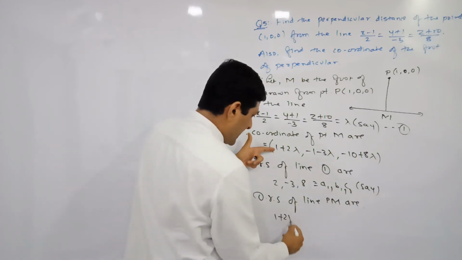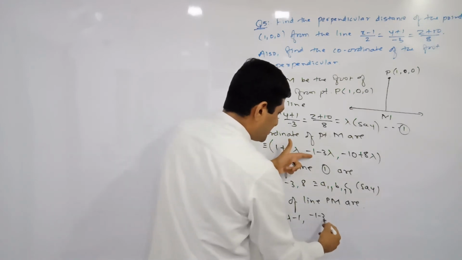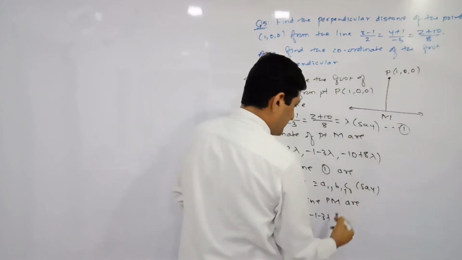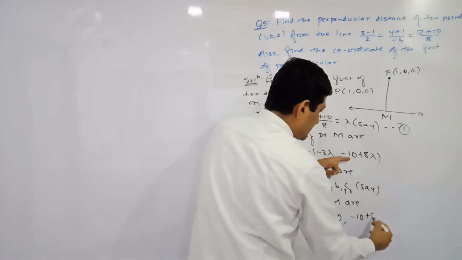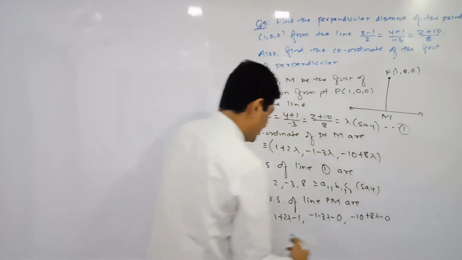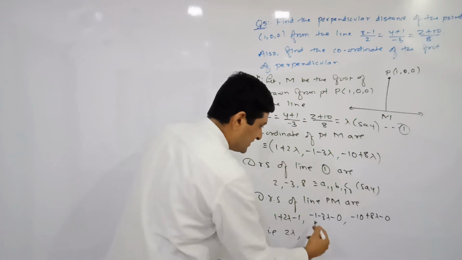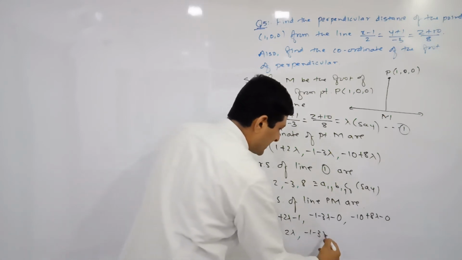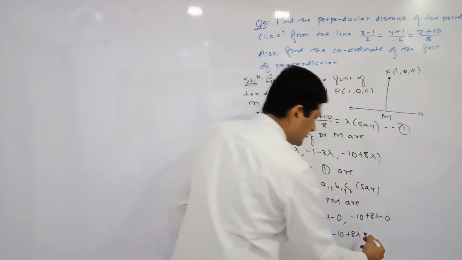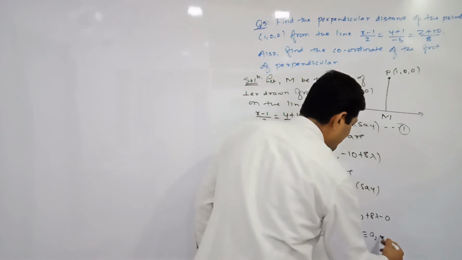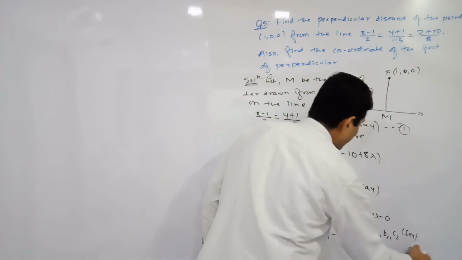1 plus 2 lambda minus 1, then minus 1 minus 3 lambda minus 0, and z2 minus z1 means minus 10 plus 8 lambda minus 0. So that is what we'll get here. Plus 1 minus 1 will get cancelled, 2 lambda. Then here minus 1 minus 3 lambda, and here what we'll get? Minus 10 plus 8 lambda. Denote these direction ratios by A2, B2 and C2.